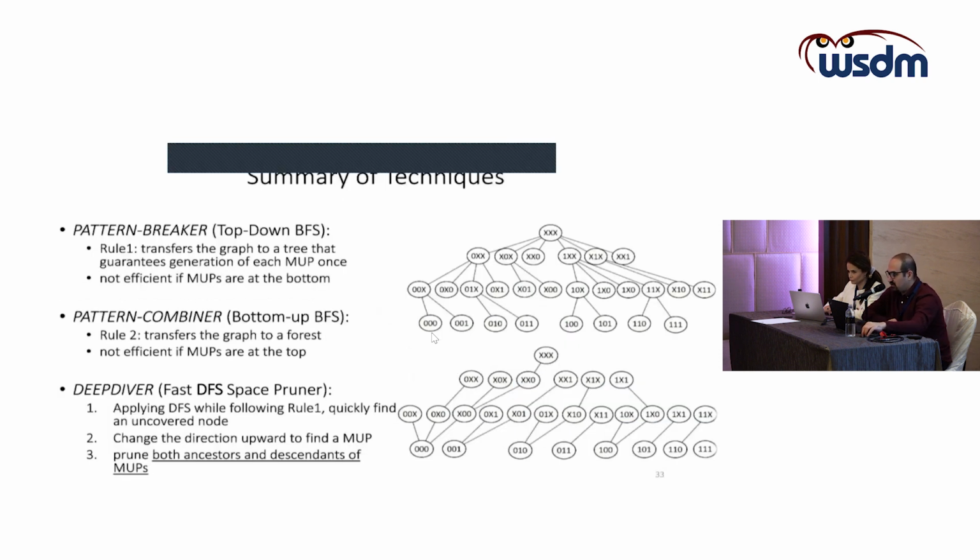How to efficiently identify the maximal uncovered patterns? There are different ways of doing it. You can go through this graph top down or bottom up. Both of these strategies have disadvantages, and another is to smartly explore this graph and prune parts that are provable. In the interest of time, I'm not going to go into the details of the DeepDiver algorithm. I encourage the curious readers to refer to it.